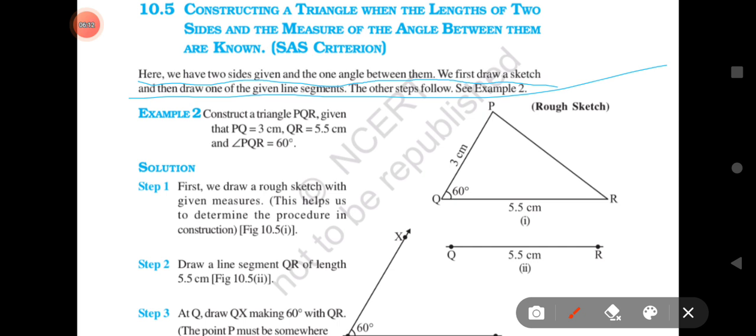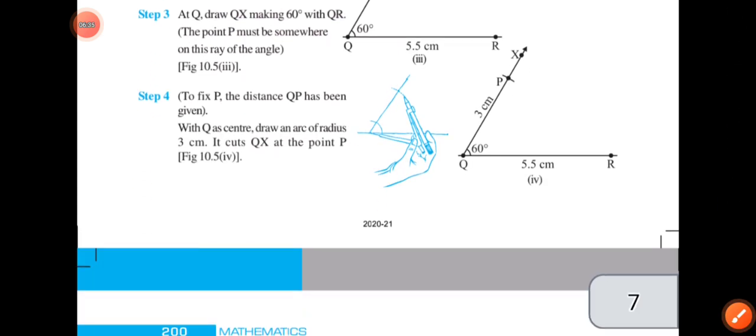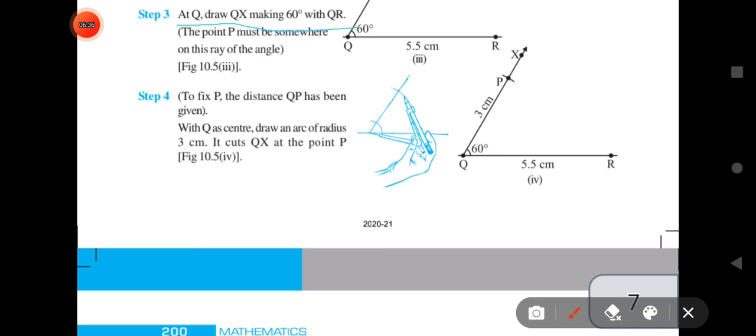2. Construct a triangle PQR given PQ equals 3 cm, QR equals 5.5 cm and angle PQR is equal to 60 degrees. Steps of construction. 1. First we draw a rough sketch with given measures. 2. Draw a line segment QR of length 5.5 cm. 3. At Q, draw QX making 60 degrees with QR.